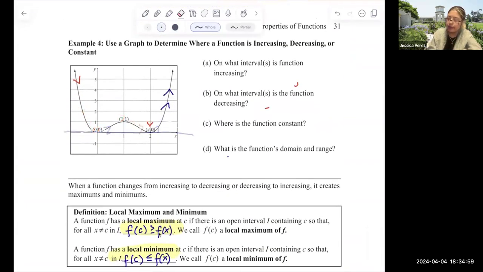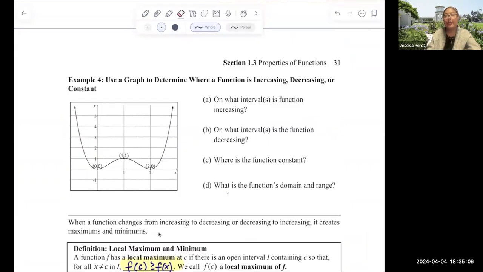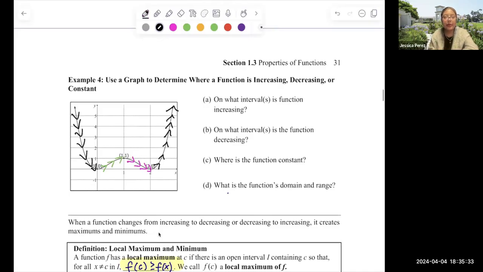So let's look at this graph. Let's answer the question: on what intervals is the function increasing? Don't answer that yet. You always start by doing your arrows, and it's always from left to right. I'm always starting on the left side. So this is going down, then it's going to go up, then it's going to go down, then it's going to go up again. That's how you start and do your arrows from left to right.